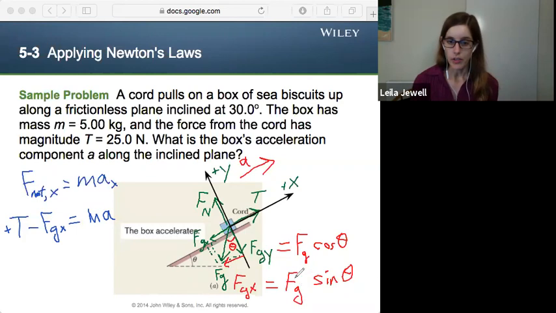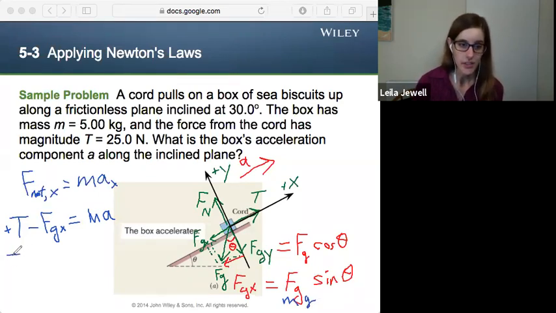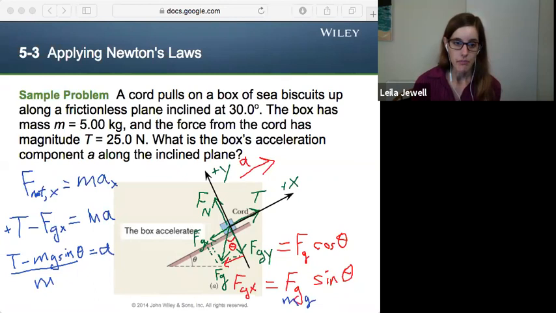So F_Gx, we've already said, is F_G, which we could write as m times g, times sine of theta. So we're just about there. Tension minus mg sine theta is equal to our mass times our acceleration. We could divide our mass out, and that will give us our acceleration. And so there we've figured out the component of the acceleration along the inclined plane. It had to do with the net force along the inclined plane, which in this case is tension less by however much the force of gravity is along the plane.